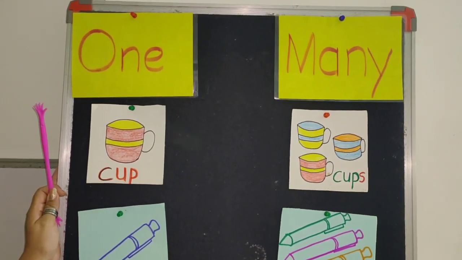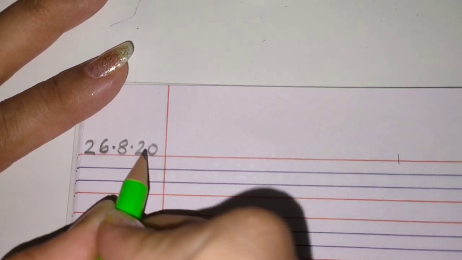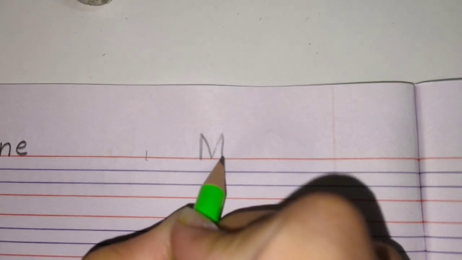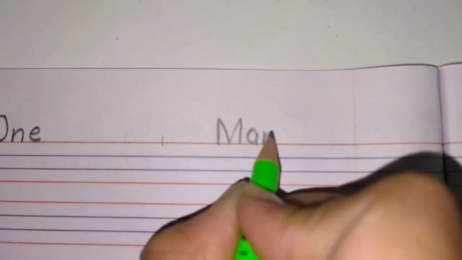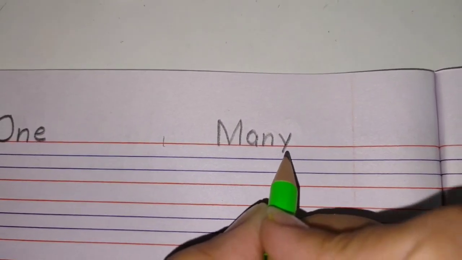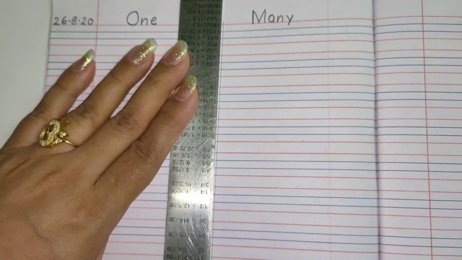Now we will write some words in our notebook. Okay children, let's start writing one many words. We'll begin with today's date. So outside the margin, we will write 26.8.2020. Outside the margin line, we will write the heading. So capital O-N-E, one, and here we will write capital M-A-N-Y, many. After this, you will make a line in the middle of the page like this.